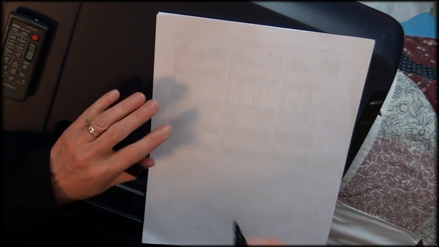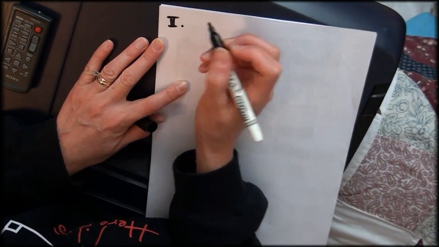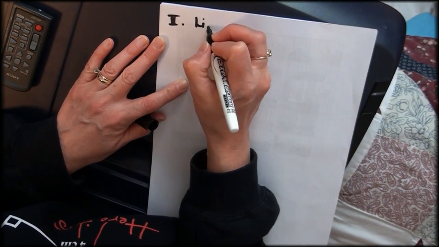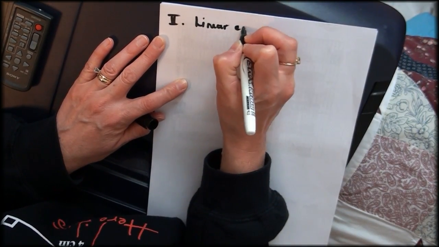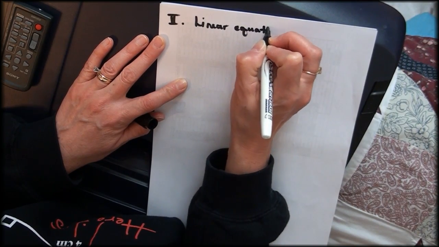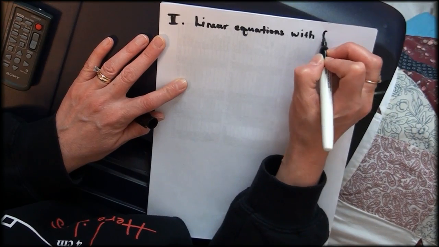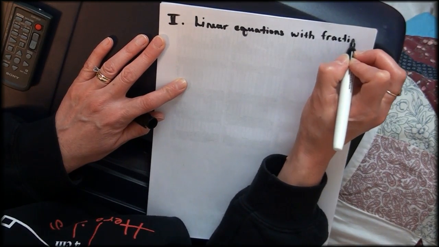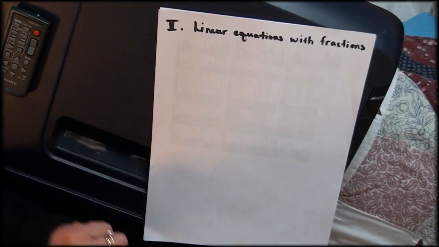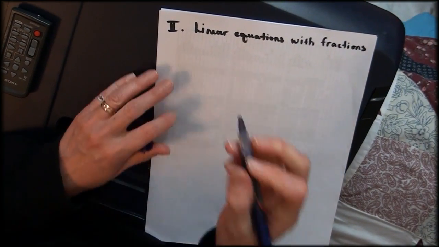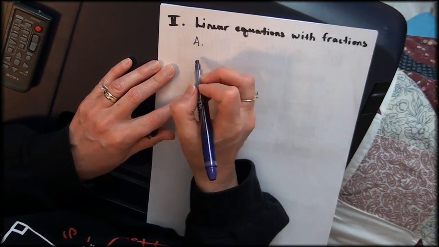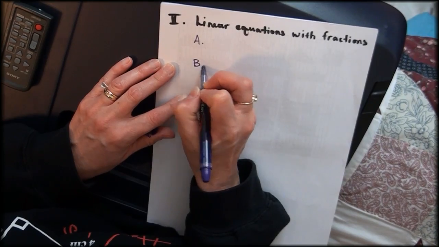Okay, so picking it up now with linear equations with fractions, rational equations. Rational means fraction. So what happens with these is, leave yourself a couple of lines here and we're going to fill that in.